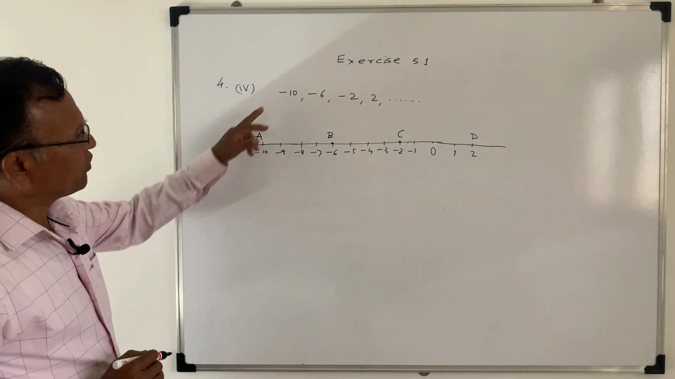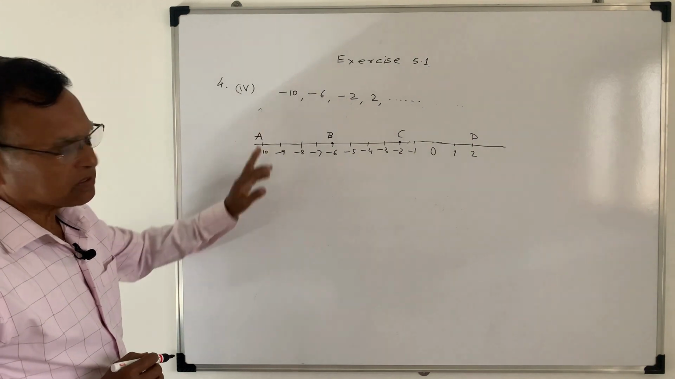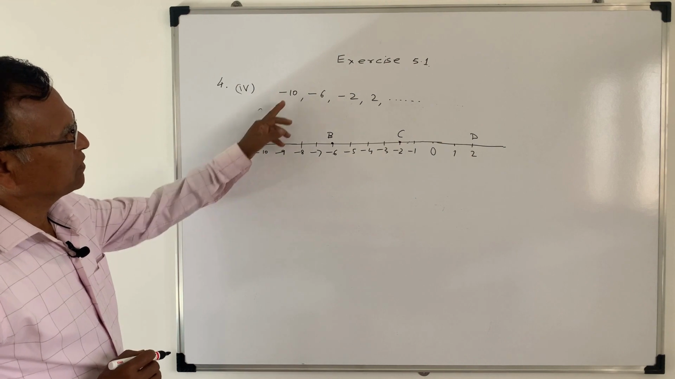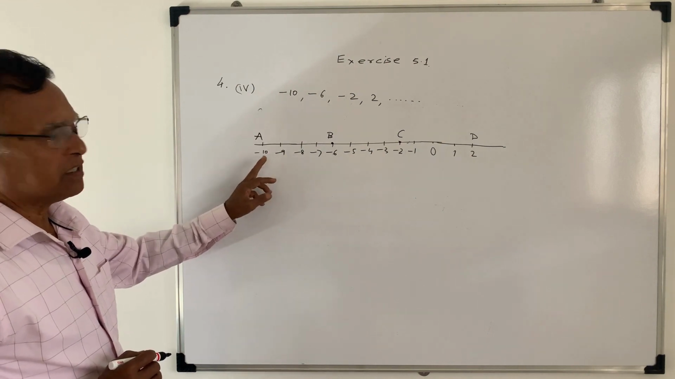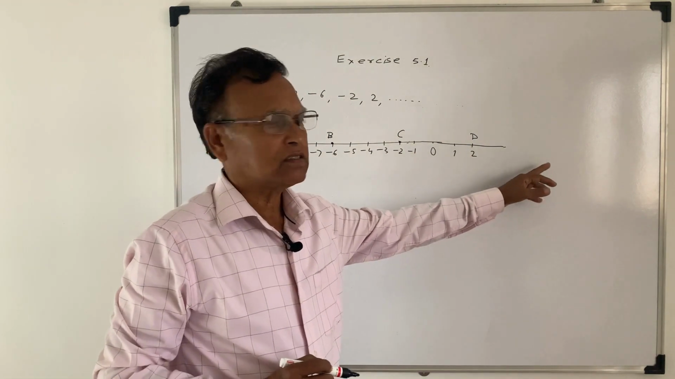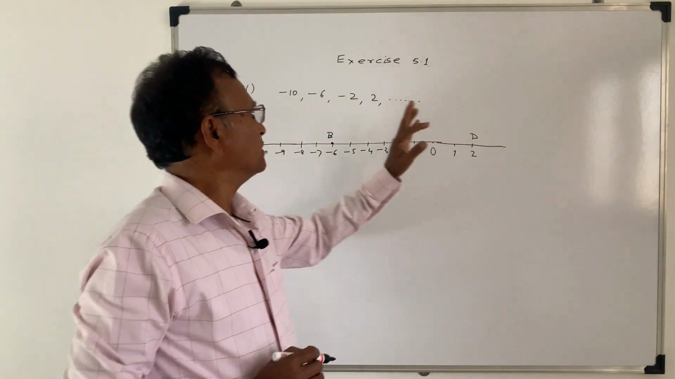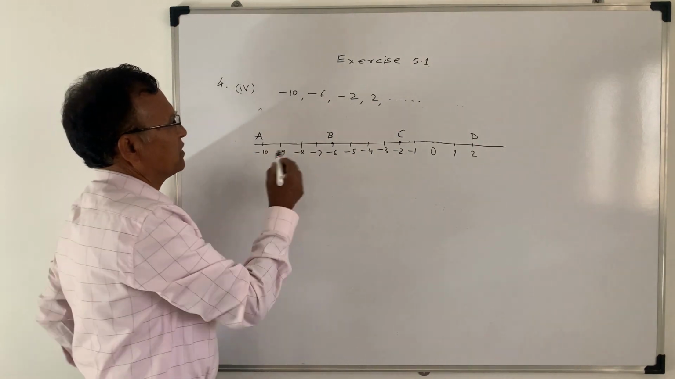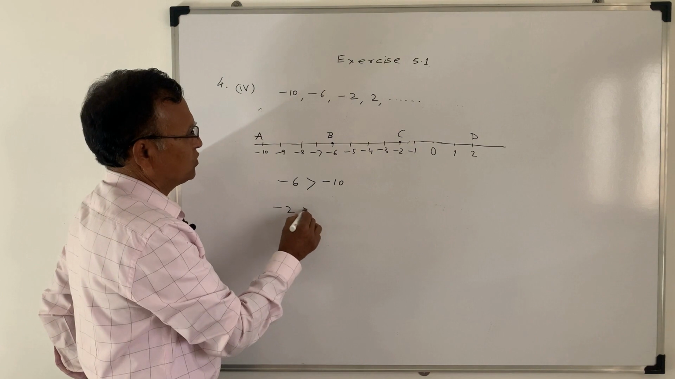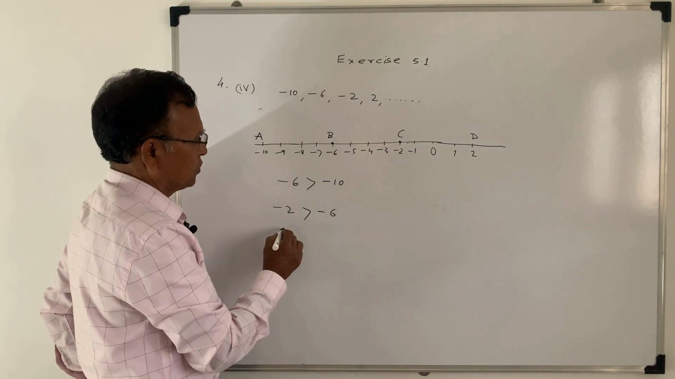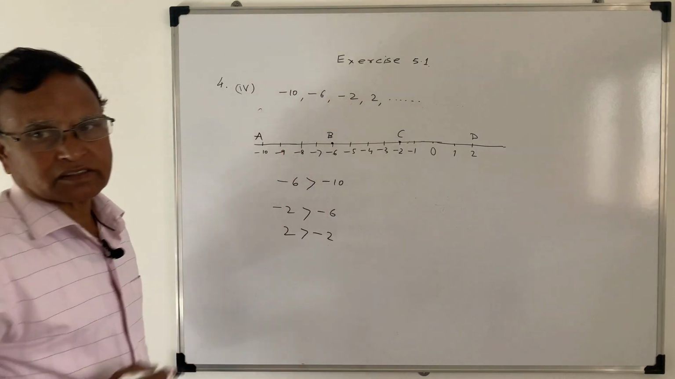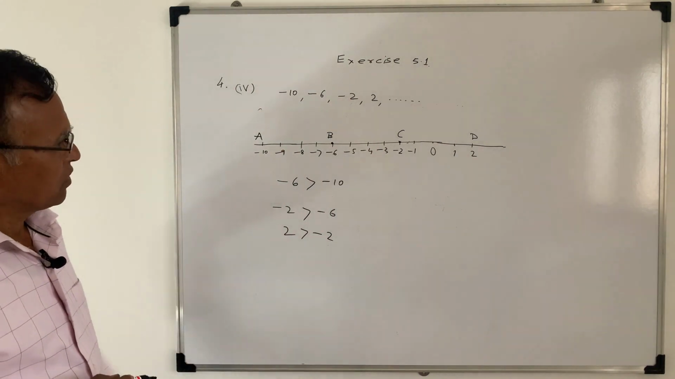So here the sequence starts from minus 10, that is the first term, and goes in the positive direction, that is, it is increasing. The next term, minus 6, is greater than minus 10, minus 2 is greater than minus 6, 2 is greater than minus 2. Each next term is greater than its previous term.